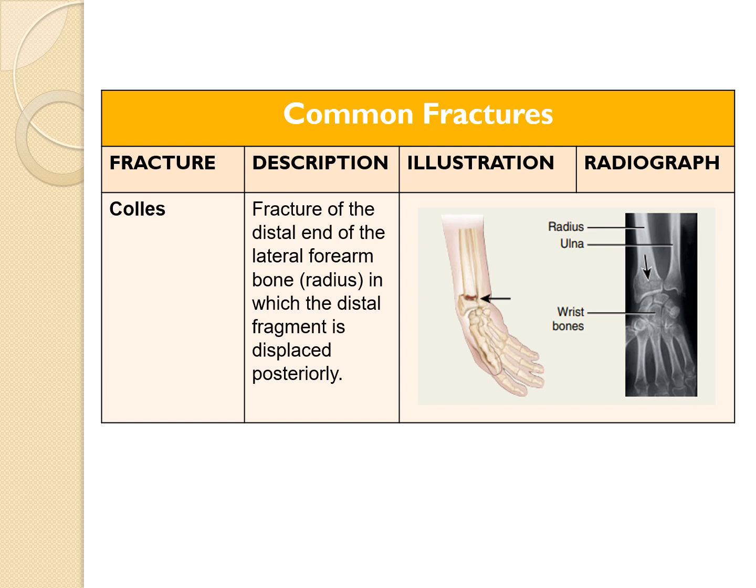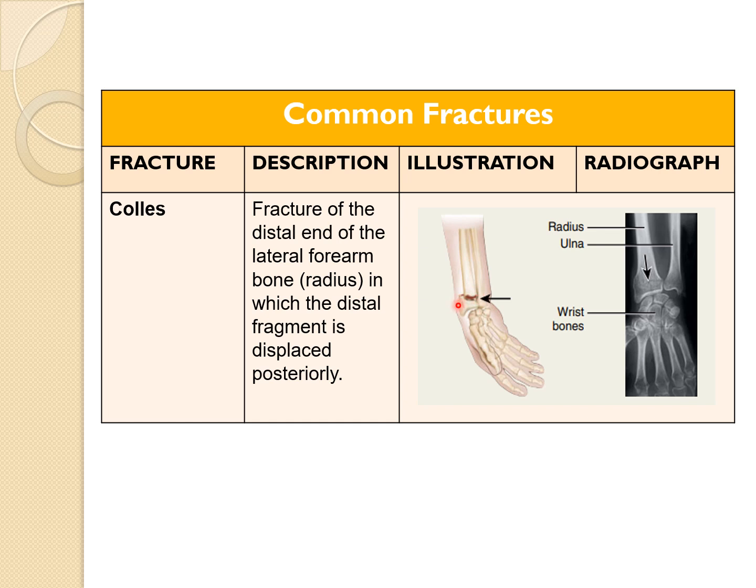The next common type is Colles fracture. This is the fracture of the distal end of the lateral forearm bone, that is the distal end of the radius, in which the distal fragment is displaced posteriorly. This is the radius and this is ulna. Here the distal fragment of the radius is displaced posteriorly. This is nothing but Colles fracture.